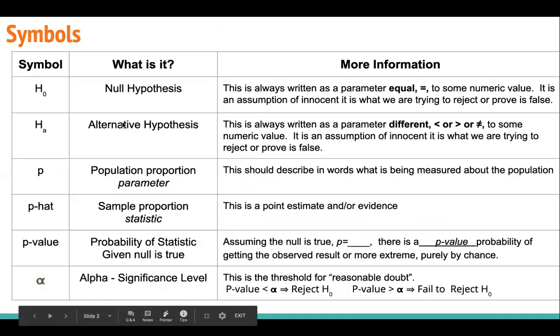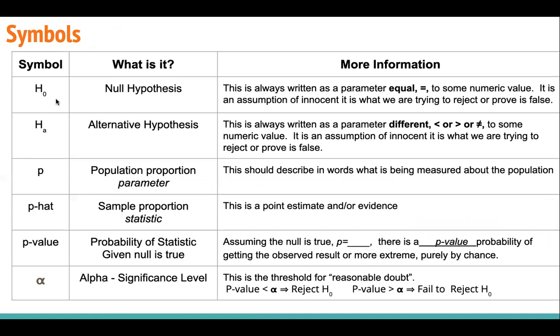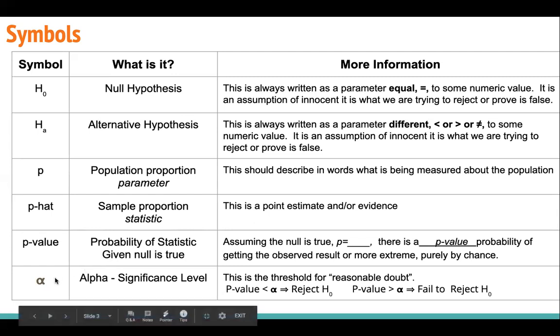You can go back to the slide, a little bit of our symbols. This is in the attached slideshow, just what our null, our alternative, our population parameter. This is usually described in words. We don't know it. We're trying to get some information about it. Our p-hat is our sample proportion, our statistic. Our p-value is a probability of that statistic given the null is true. It's an area on the curve. And then alpha is our significance level.